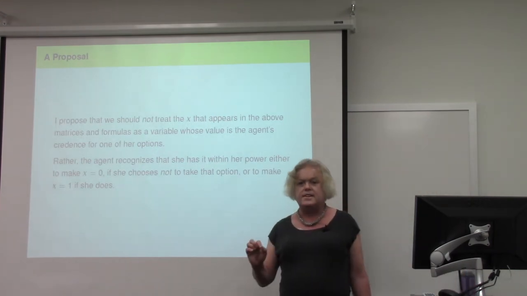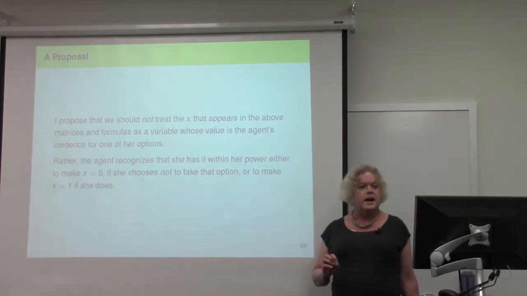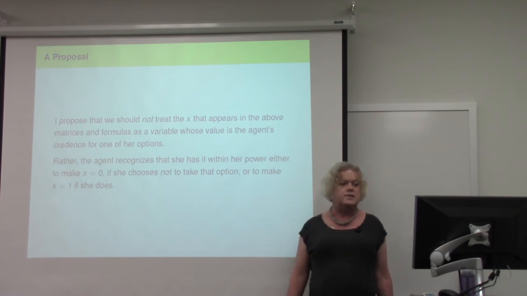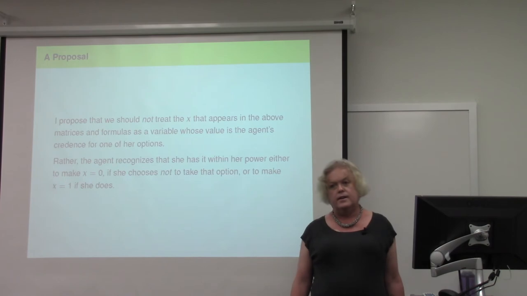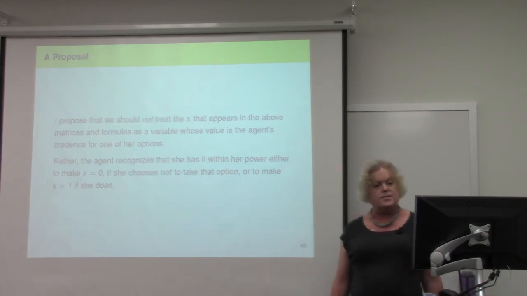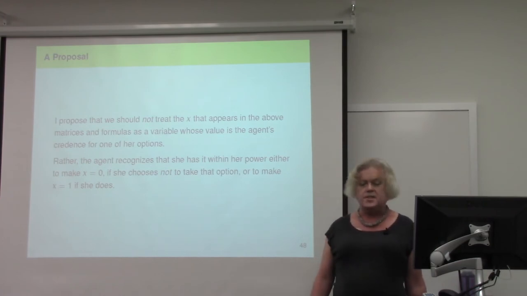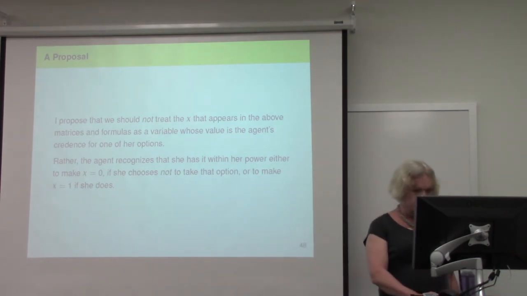And I propose that this is the key to understanding the instability cases. I propose that we should not treat the X that appears in the above matrices and formulas as a variable whose value is the agent's credence for one of her options. Rather, it's a placeholder indicating that the agent recognizes that she has it within her power either to make X equal to zero, if she chooses not to take that option, or to make X equal to one, if she does.